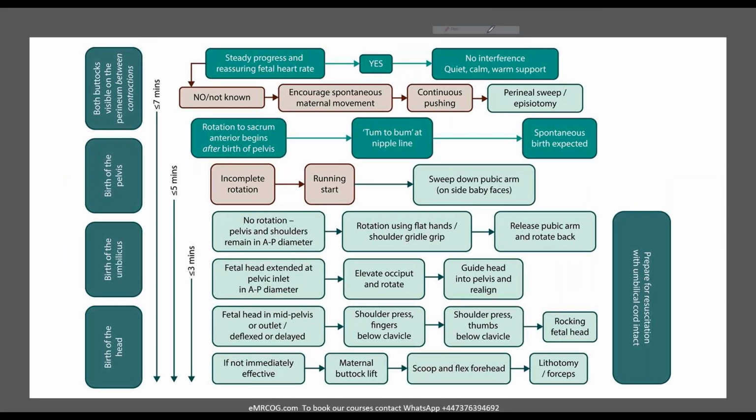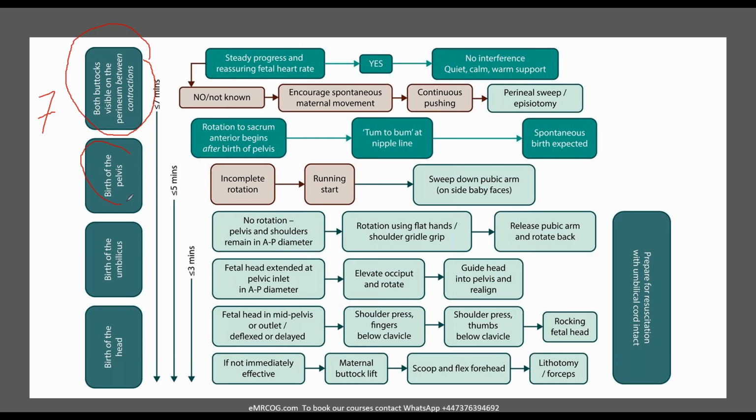Here you have a lady in labor. What is expected in terms of time? From both buttocks visible on the perineum between contractions, the delivery should not take more than 7 minutes to complete. So from the time both buttocks are visible on the perineum, we expect delivery within 7 minutes. More than this is a delay.